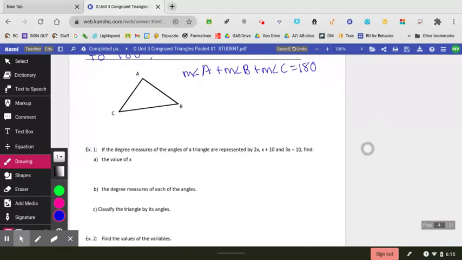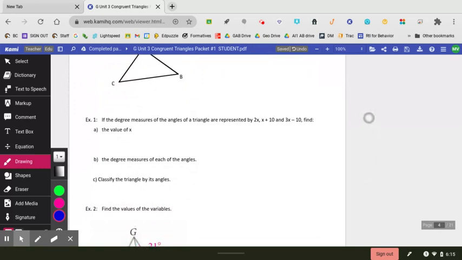So now, how do I use this? In example 1, if the degree measures of the angles of a triangle are represented by 2x, x plus 10, and 3x minus 10, find x. Well, those are the angles in a triangle. The sum of the angles in a triangle always add to be 180. So it's going to be 2x plus x plus 10 plus 3x minus 10 equals 180. I combine like terms, which gives me 6x equals 180. Divide by 6, and x equals 30.